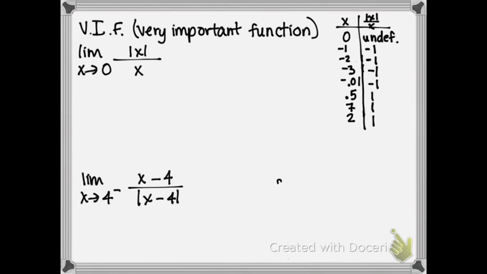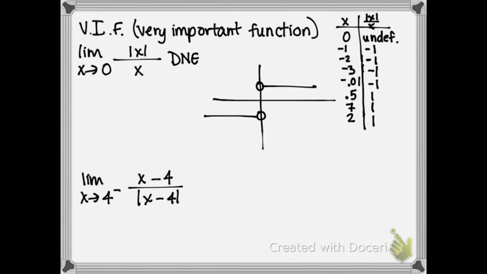So this very important function has a graph that looks like this. So this limit does not exist. Why? Our left-hand limit as x approaches 0 is negative 1. If we want to write that down, we can. We can tell from the graph as x approaches 0 from the left, our limit equals negative 1. And we can tell from the graph as x approaches 0 from the right, our limit equals positive 1.